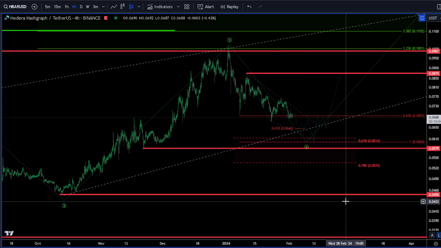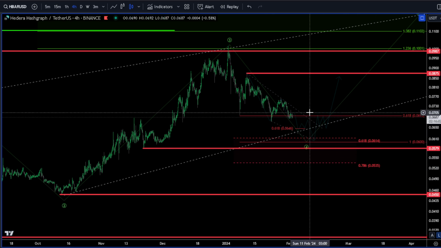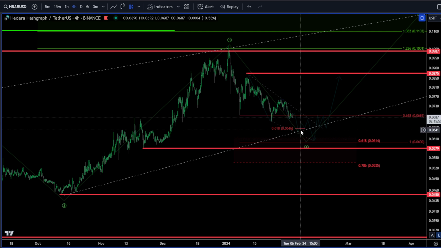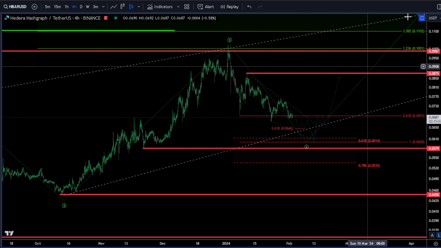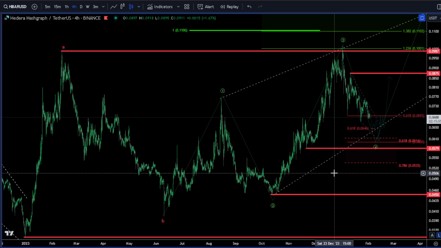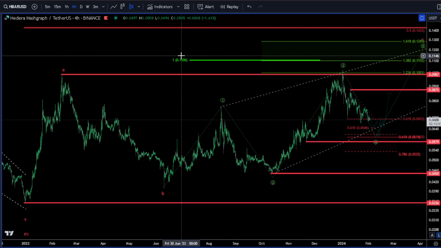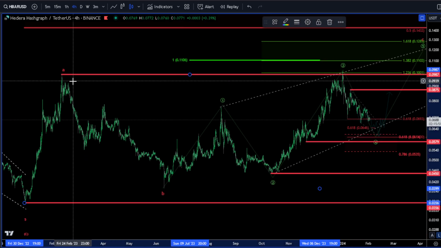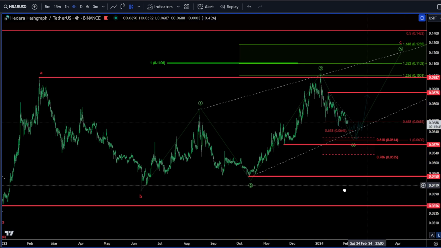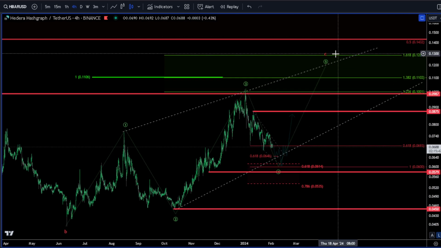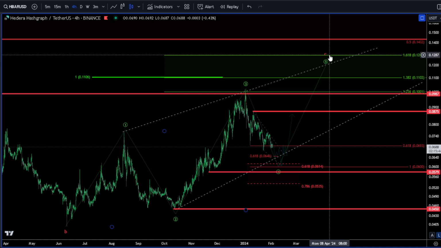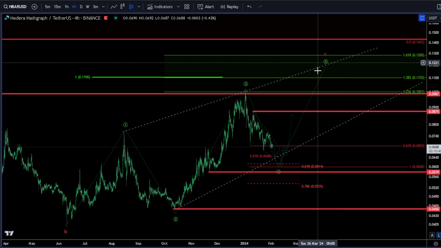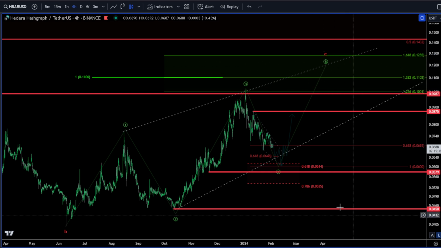Just make this ending diagonal, get a nice impulse, break previous resistance, use it as support, and look for that long. And target for that would be up at the 1-to-1 of the A off the B, this A off this B at 11 cents. Or potentially a little bit higher, maybe at 12.85 cents, but somewhere in that range. And we'll see what happens from there.